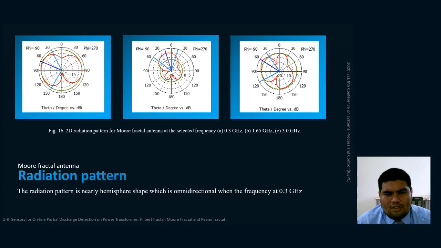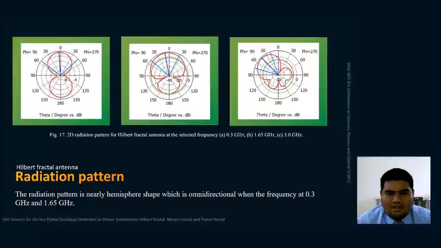Next, these are three different 2D radiation patterns for the Moore fractal that illustrate the resonant frequencies at 0.3, 1.65 and 3 GHz. Only at 0.3 GHz does the radiation pattern show omnidirection. For the Hilbert Fractal, the radiation pattern is a hemisphere shape, which is omnidirectional when the frequency is 0.3 GHz and 1.65 GHz. The result demonstrates that the radiation patterns for these two frequencies are relatively stable.